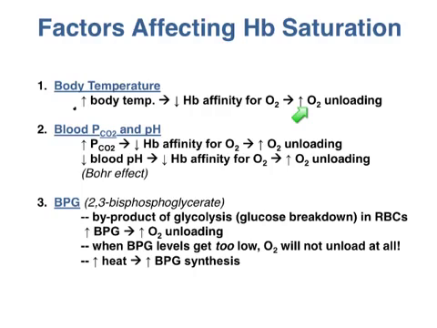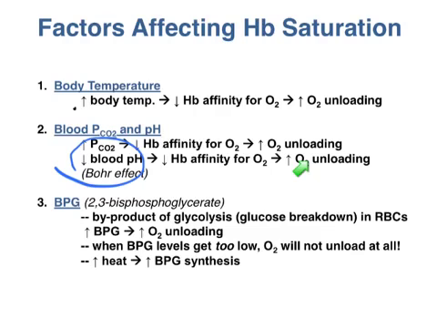pH affects hemoglobin saturation as well. Increase in the partial pressure of carbon dioxide and a lowered blood pH. And remember that these two go together. So when you have an increased carbon dioxide, you tend to have a lower blood pH. Both of these decrease hemoglobin binding to oxygen. So both of these lead to more oxygen unloaded off of hemoglobin, where it can be released into the plasma and taken up by the tissues.